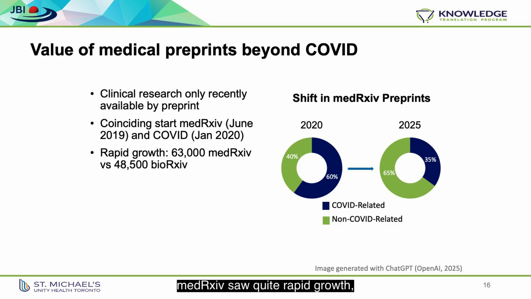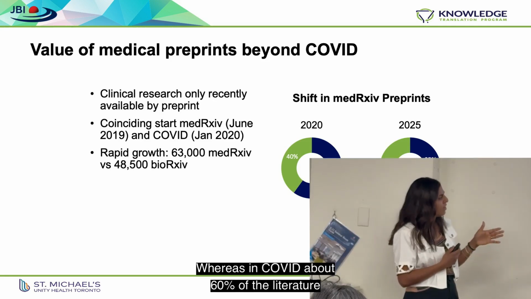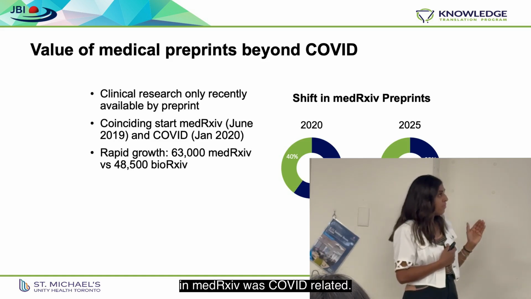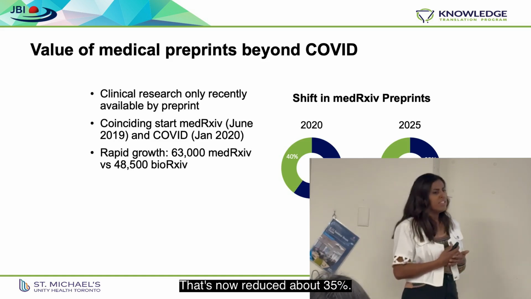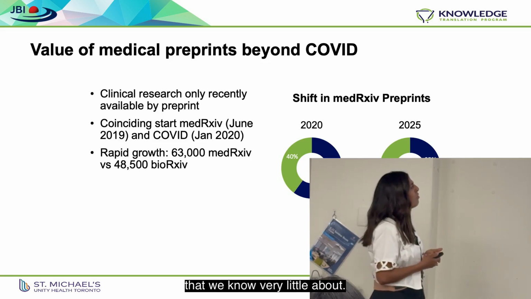medRxiv saw quite rapid growth, 63,000 records in the first 5 years, compared to the first 5 years of bioRxiv, which is established quite a few years, I think 2013 it was established. We saw about 50,000 records. So I think COVID really prompted a lot of deposits of preprints of clinical research. But then you can see that there's been quite a shift in medical research, whereas in COVID, about 60% of the literature in medRxiv was COVID-related. That's now reduced to about 35%. So there's quite a lot of other research that we know very little about.